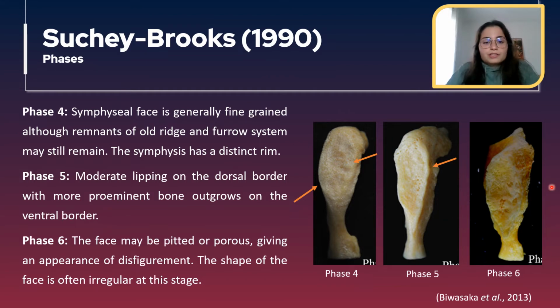In phase 5, there's moderate lipping on the dorsal border with more prominent bone outgrowths on the ventral border. Lipping is basically bone that grows around an articulation, and you can see this bone grows in this zone of the epiphysis. And finally, in phase 6, the face of the epiphysis may be pitted or porous, giving an appearance of disfigurement. The shape of the face is often irregular at this stage. In this image you can see clearly that the symphyseal face lost its original form and now it's irregular.